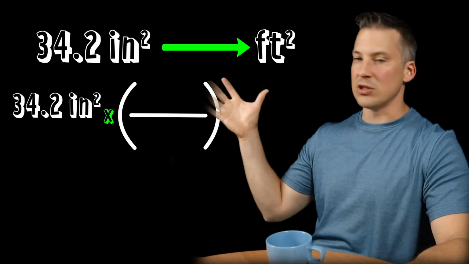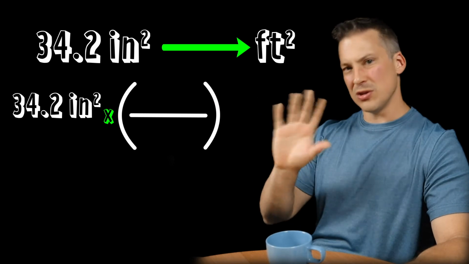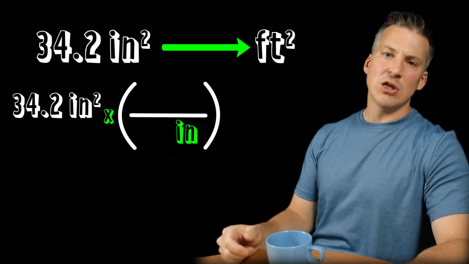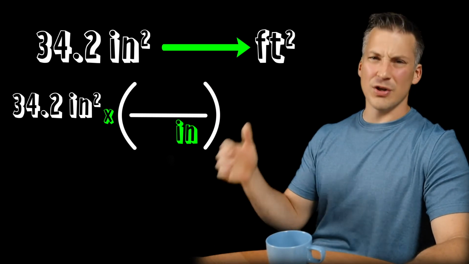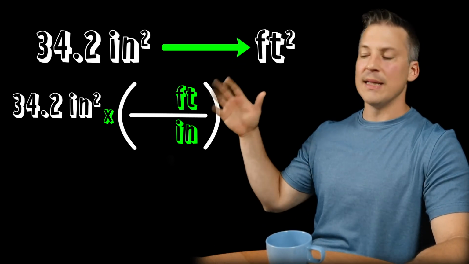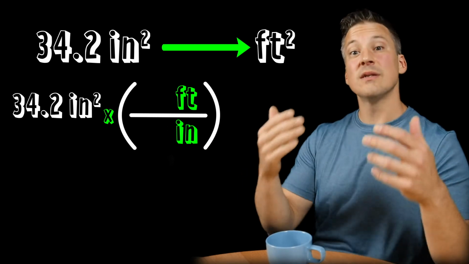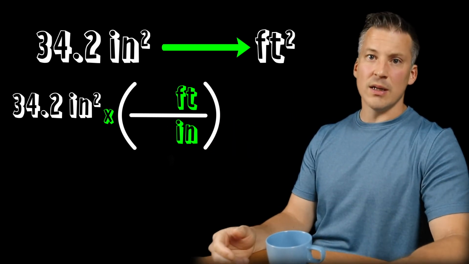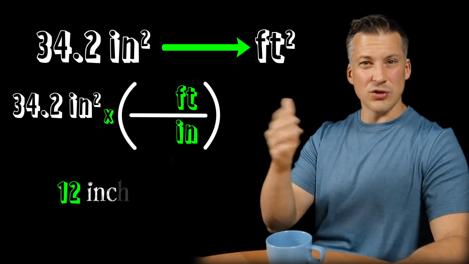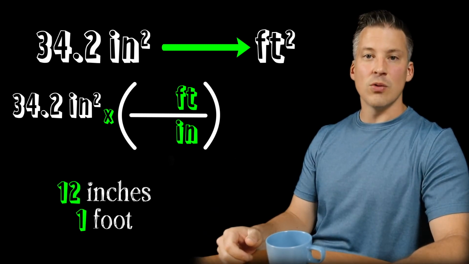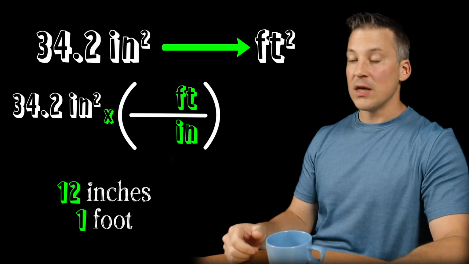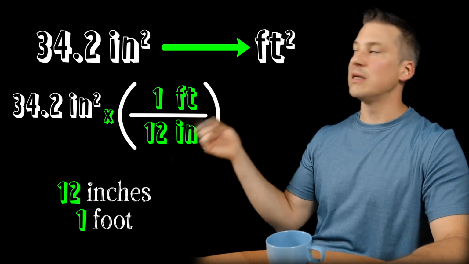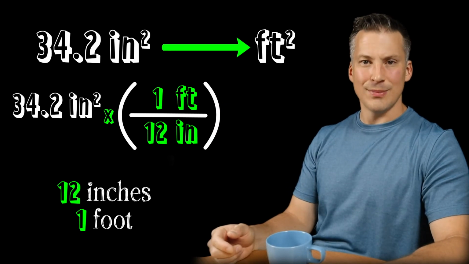Third step then is to work with the units, right? So we know we got inches. Now I know that they're inches squared, but they're just inches for now. So if I want to cancel inches, that means I want to put inches on the bottom. And if I want to convert to feet, that means the feet go on the top. Now the only way I can do this in a single step is if I know a relationship between inches and feet. So we do, right? We know that there's 12 inches in a foot. So we can indeed do this in a single step. So we plug in those known values: 12 inches on the bottom, 1 foot on the top.